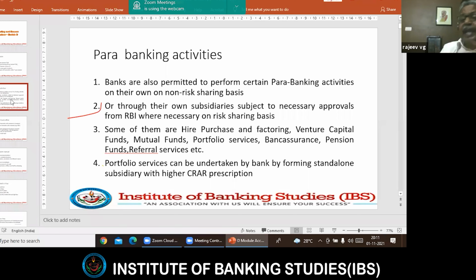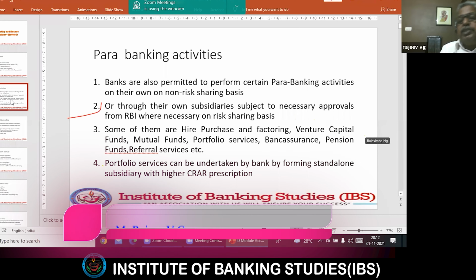So the para-banking activities, normally the question that will be asked in the examination, they will give a list of activities, and out of that they will ask which is the para-banking activity. Or they will give some list of activities and ask which is not a para-banking activity among the options. Four or five options they will give. Then out of that, which is para-banking activity or which is not para-banking activity, that is the way in which the questions can be asked.